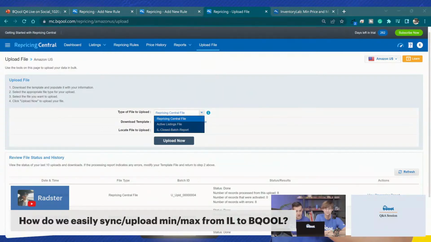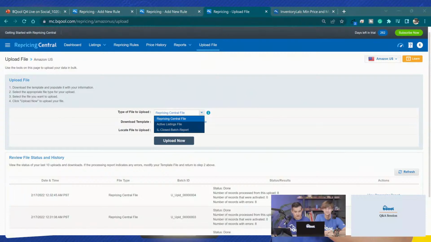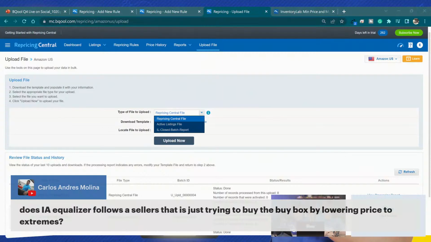Let's see if there's more questions here. Okay, this is from Carlos Andres Molina. Yeah, shout out to you. Does AI equalizer follow a seller that is just trying to buy the buy box by lowering the price to the extreme? The way it would work, it lowers the price by certain amounts and tries to get the buy box for you. And once it gets the buy box, then it's going to increase the price back up.